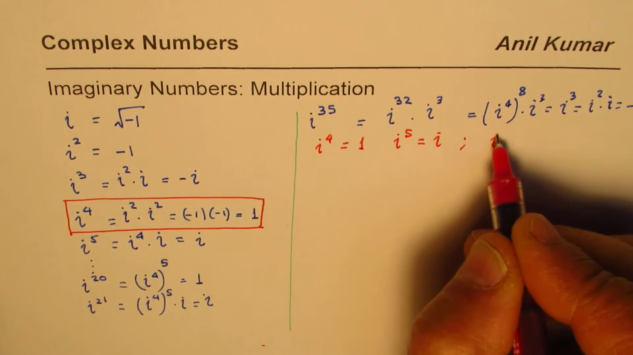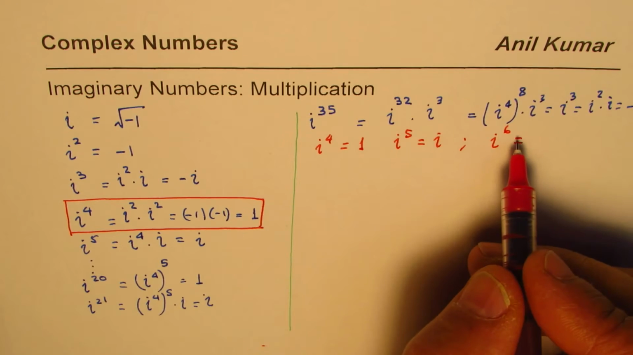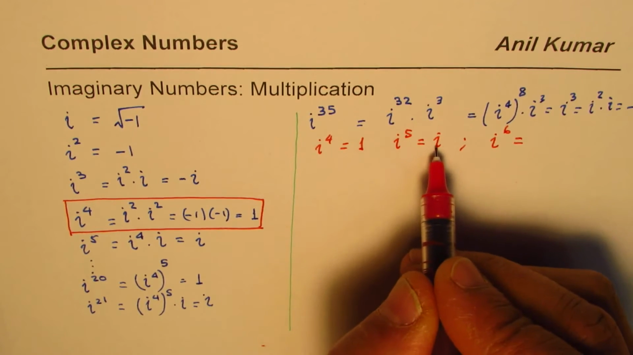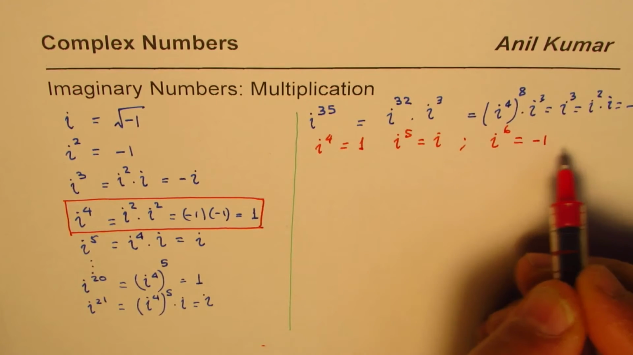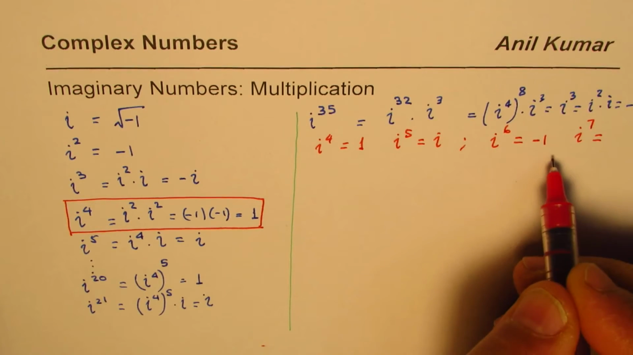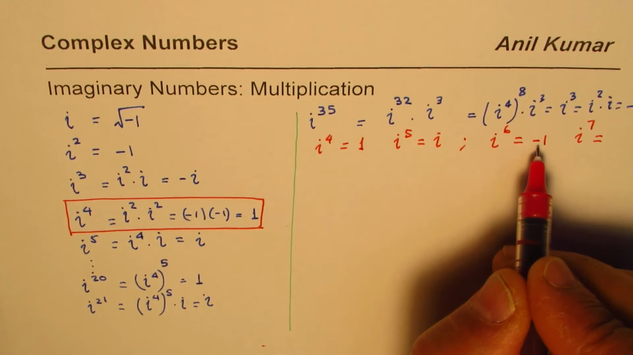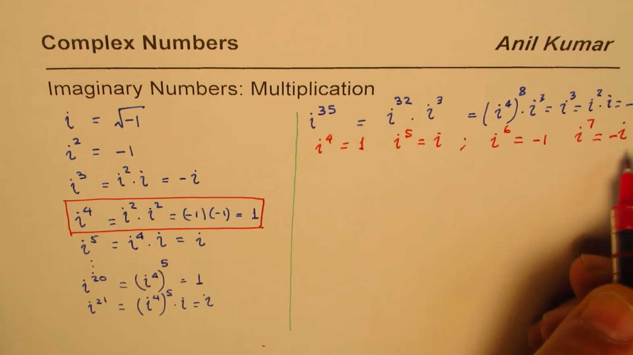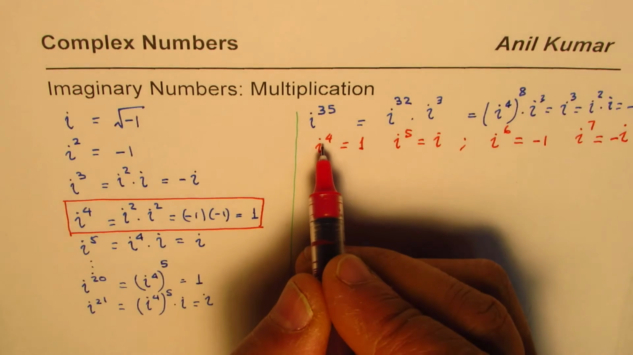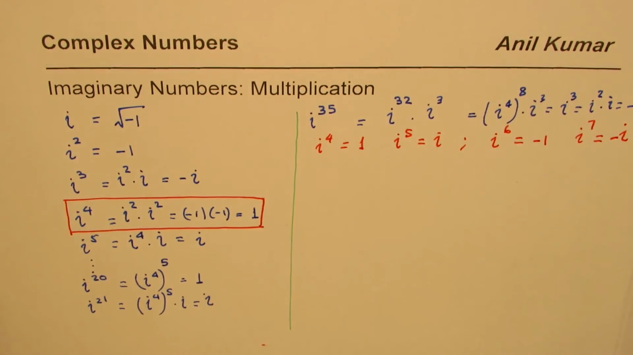And if I calculate i to the power of 6, it will be i to the power of 5 times i, which is -1, right? i to the power of 7 will be multiplying -1 by i, which will give us minus i. And then 8 is a multiple of 4. Then again the pattern repeats, right?